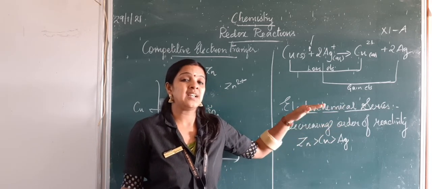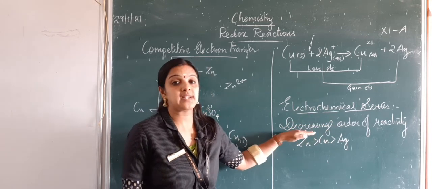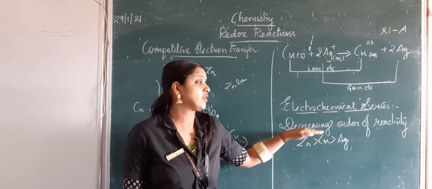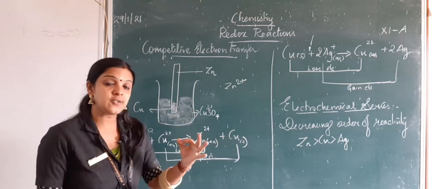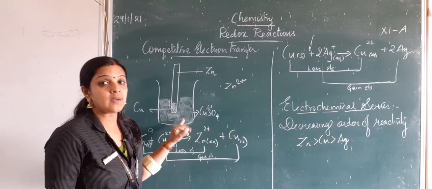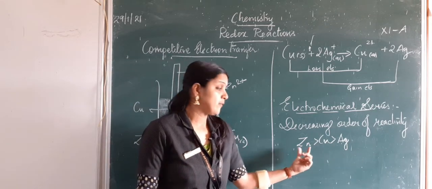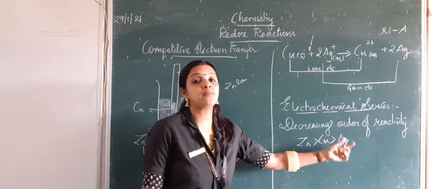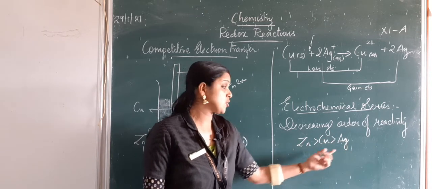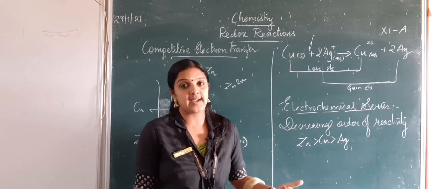The electrochemical series gives us an exact definition for the arrangement of the metals in decreasing order of their reactivity. So here we are considering 3 different metals: zinc, copper and silver. When you consider all 3, we find zinc being more reactive than copper, which is again more reactive than silver. So silver is the least reactive, and zinc is the most reactive.